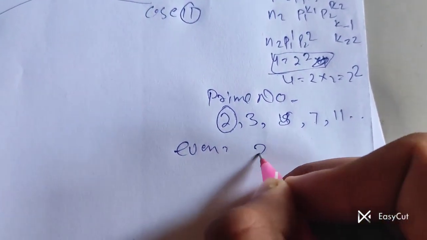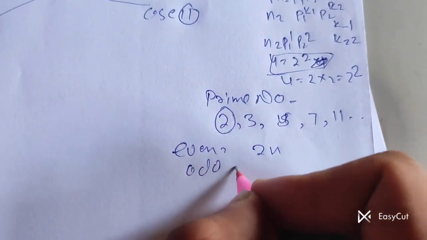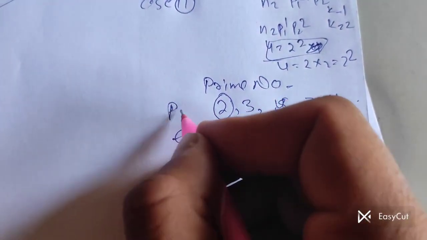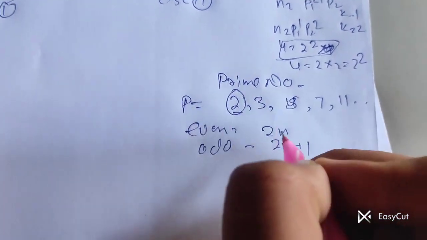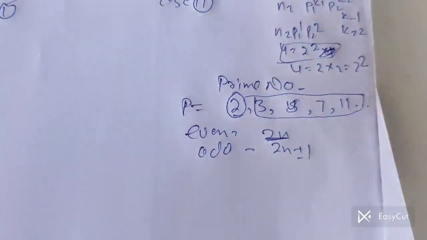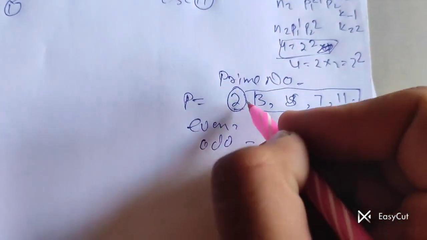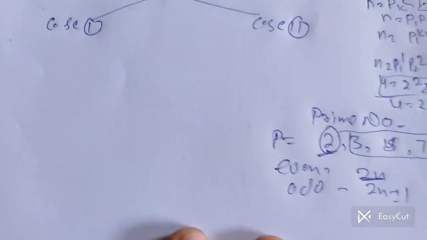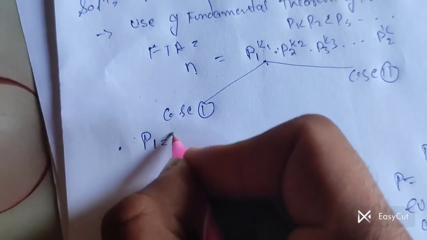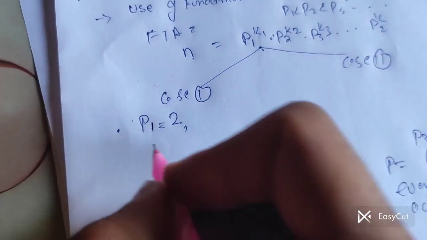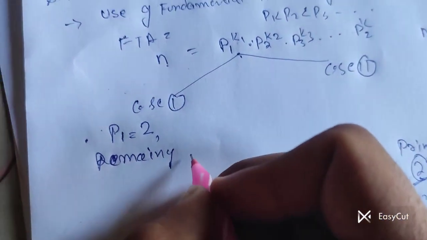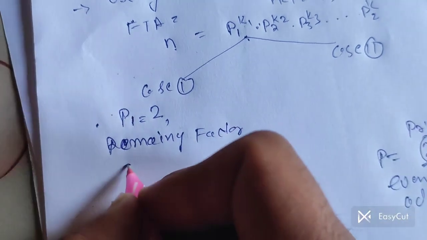So when we talk about even, it means a multiple of 2, that is 2n, and odd means not divisible by 2, that is 2n plus 1 or minus 1. So in that case, this is the prime number. The prime number 2 is the only even prime and all the remaining are odd. So every prime number is of two types: the first is a single element, which is 2, which is even, and the other is odd. So here our first prime, that is p1, is equal to 2, and the remaining factors are odd.